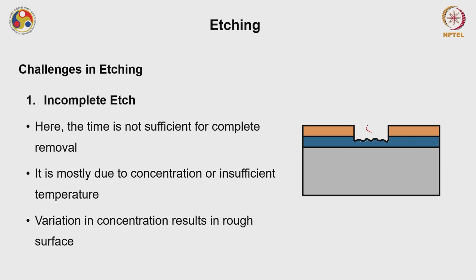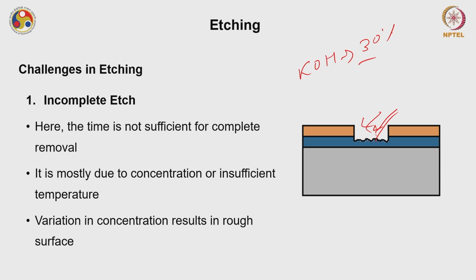This is a typical example of incomplete etch. Here the time is not sufficient for complete removal of the oxide or any other thin film that I want to etch out. It is mostly due to insufficient concentration or insufficient temperature. Say if the concentration, take the example of the KOH that we have just seen, say I need 30% KOH whose etch rate I know.